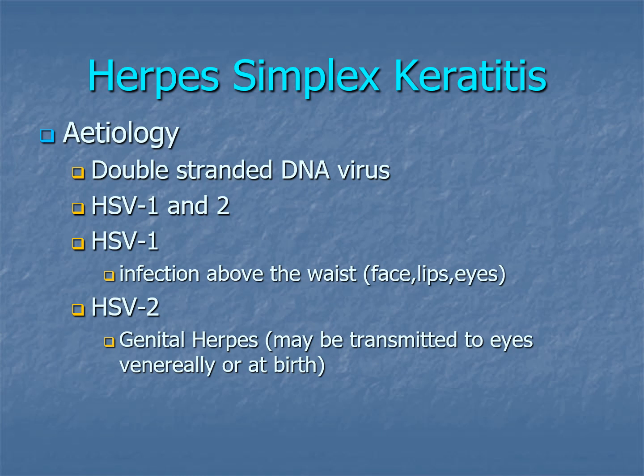Herpes simplex virus 1 causes infection above the waist, infection of the face, lips, and eyes, and herpes simplex virus 2 causes infection below the waist, that is called genital herpes, but it may be transmitted to the eyes venereally or at birth, causing conjunctivitis and keratitis.